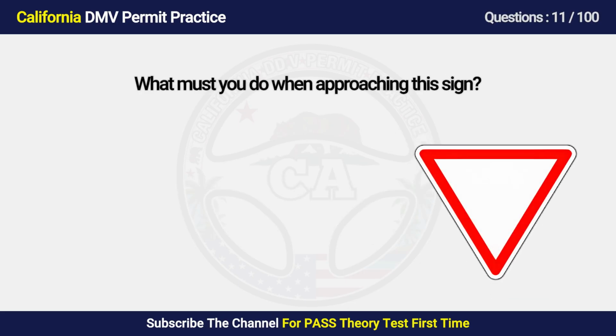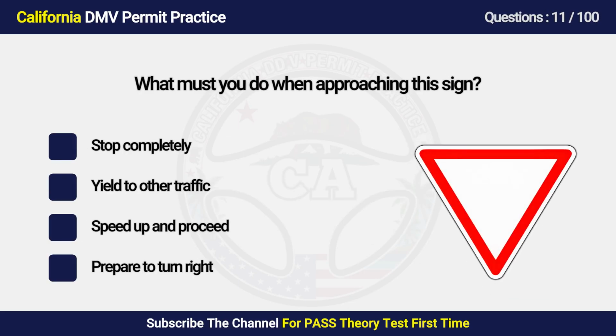Question 11. What must you do when approaching this sign? A. Stop completely. B. Yield to other traffic. C. Speed up and proceed. D. Prepare to turn right.